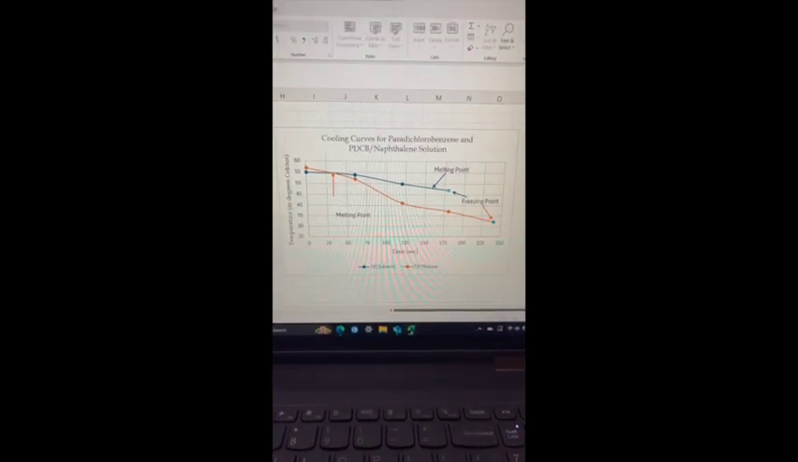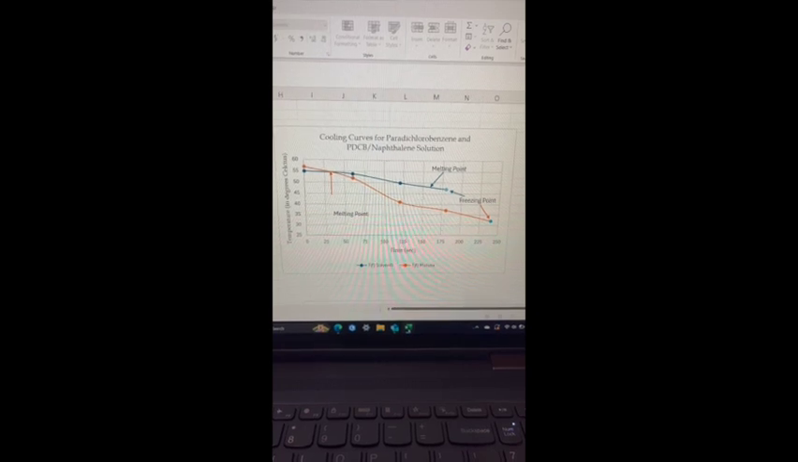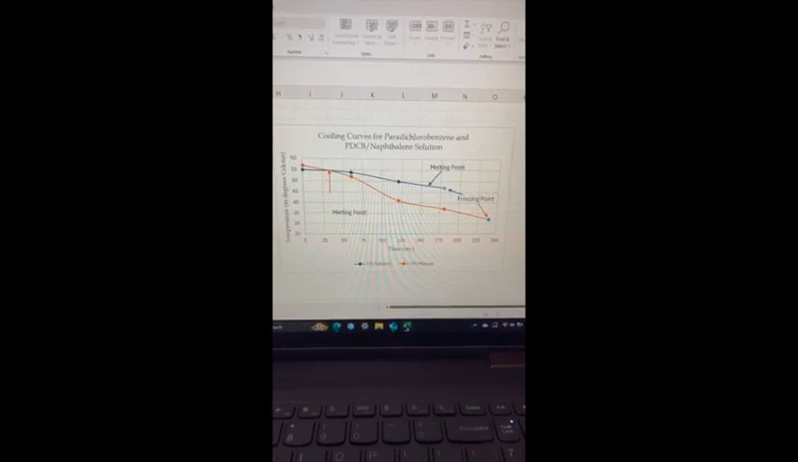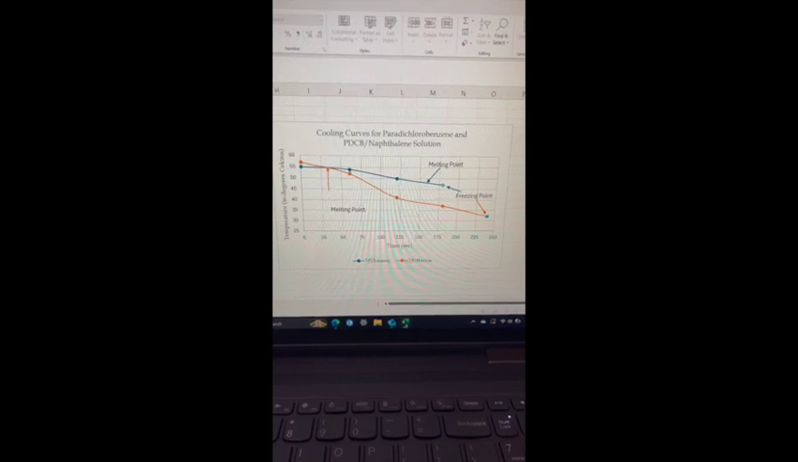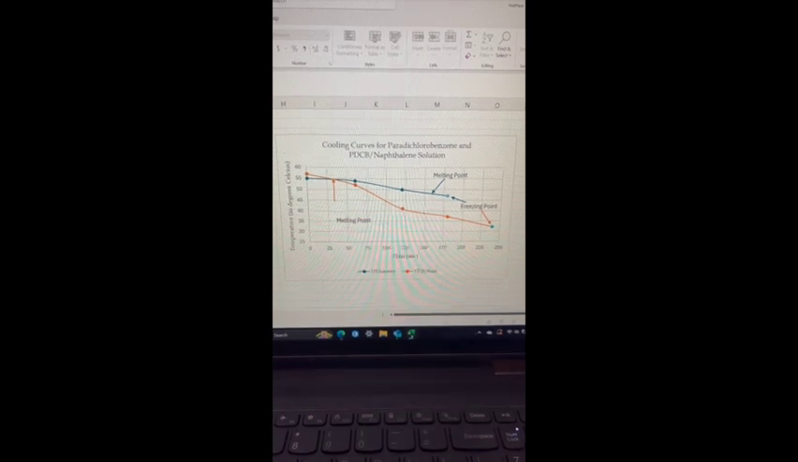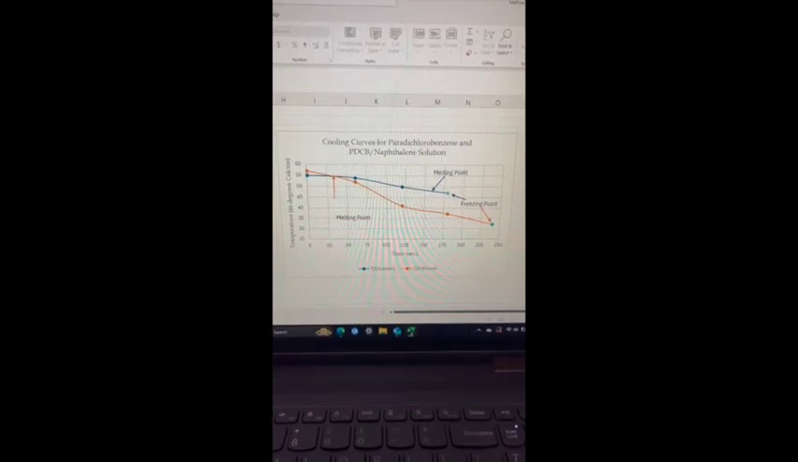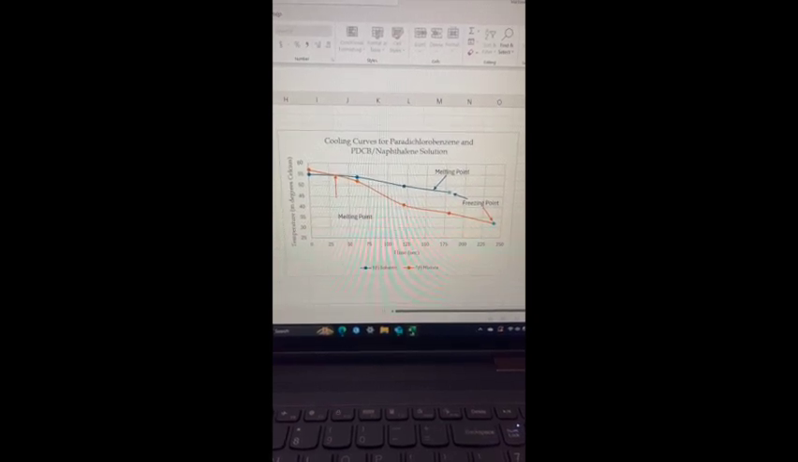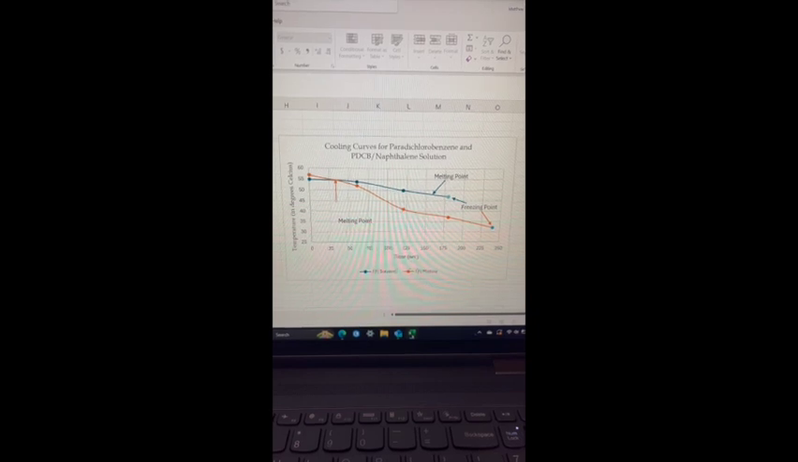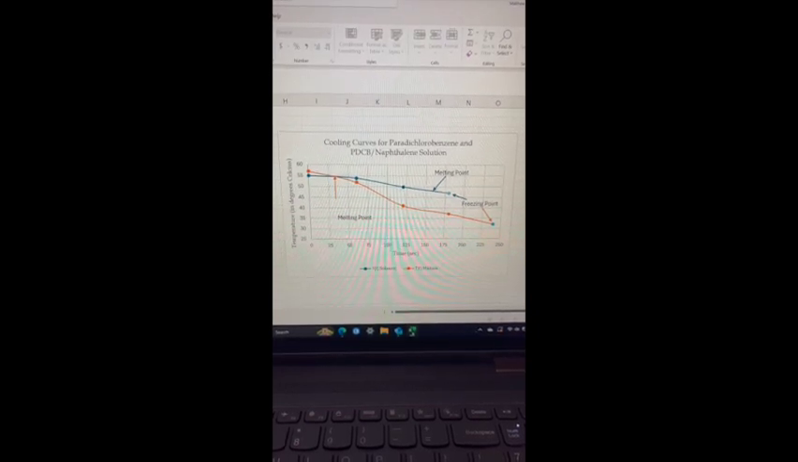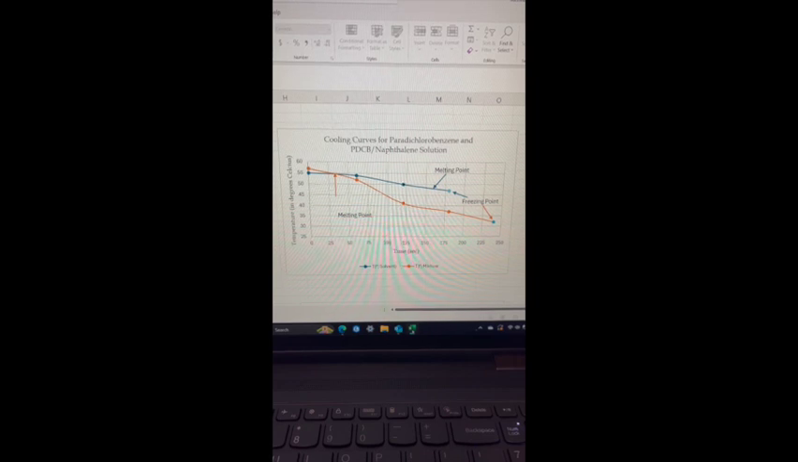This is my post-lab table with my work. And then for the Excel curves, this was the curve. So the orange line was the cooling curve for the solution, the mixture, with the freezing point as the light blue dot, and the melting point was right where that arrow is, around 54 degrees.